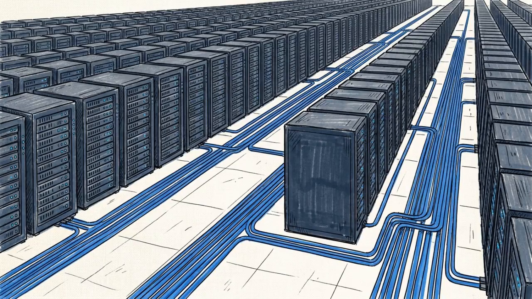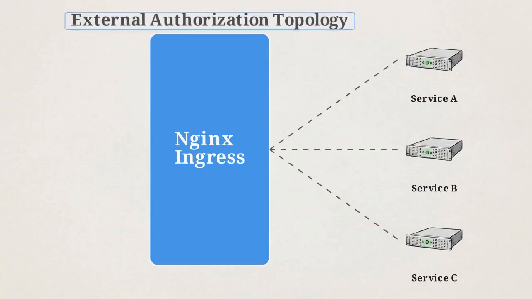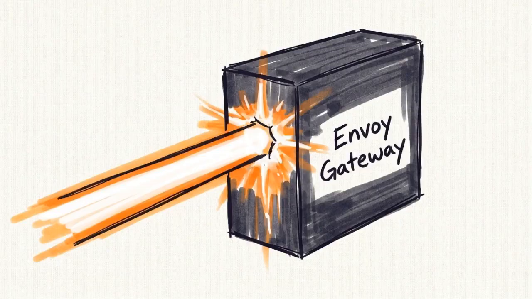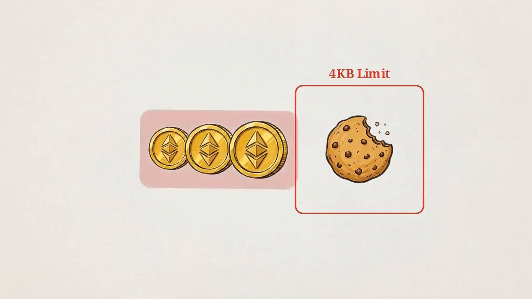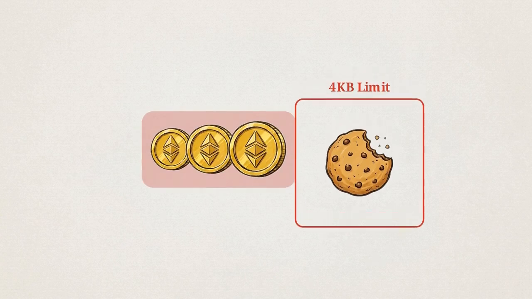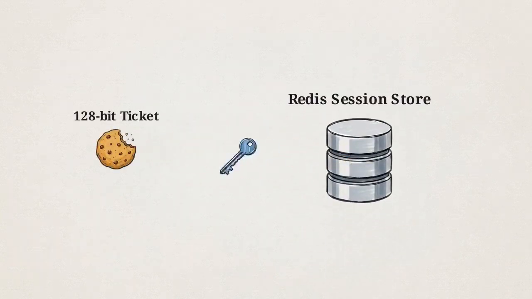In a production environment, however, you must adjust this architecture for scale and security. For high-throughput environments, consider the external authorization middleware topology, where Ingress controllers like Nginx or Envoy handle the traffic and consult the proxy for identity decisions. If your identity provider returns large tokens that exceed the 4 kilobyte browser cookie limit, you will need to switch the session store to a Redis backend.